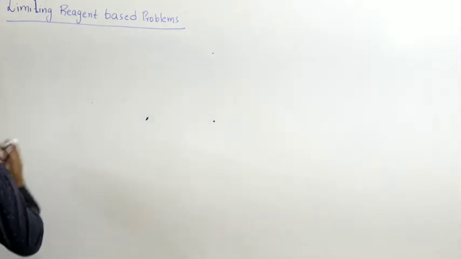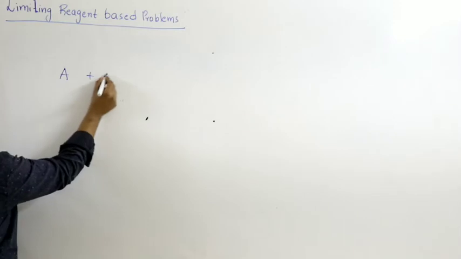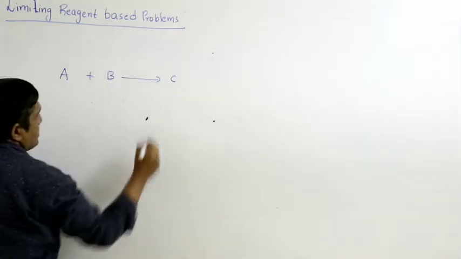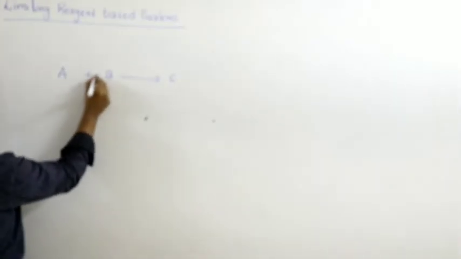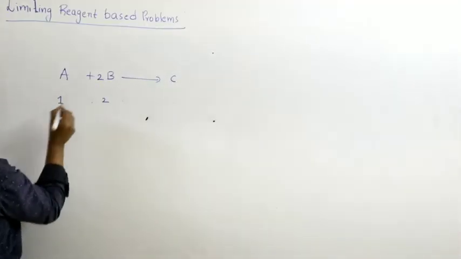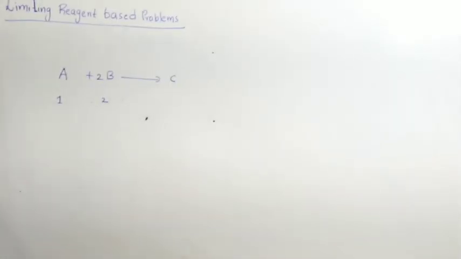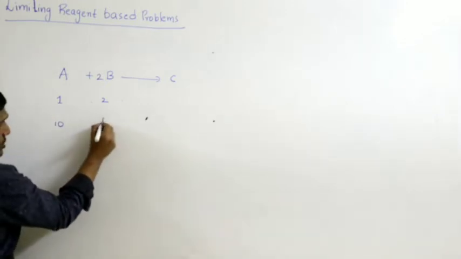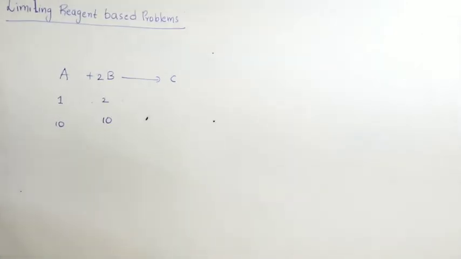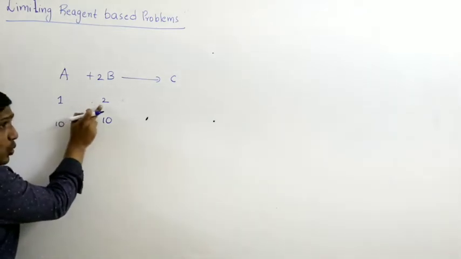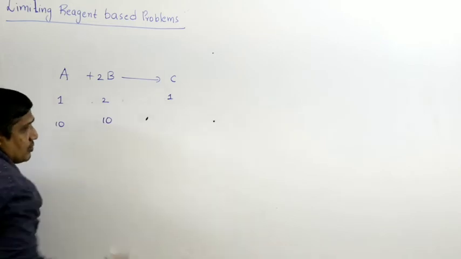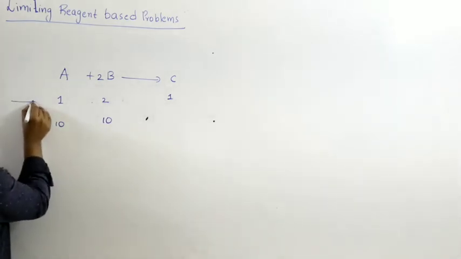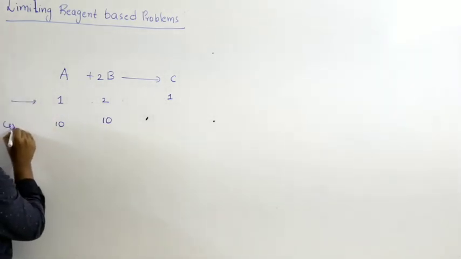So let us take one example. A plus B gives C. Say they react in 1:2 mole ratio. Suppose A is taken as 10 moles and B is also taken as 10 moles. Let us assume these moles. So 1 mole of A requires 2 moles of B to form 1 mole of C. This is the stoichiometric ratio. This is the given ratio.